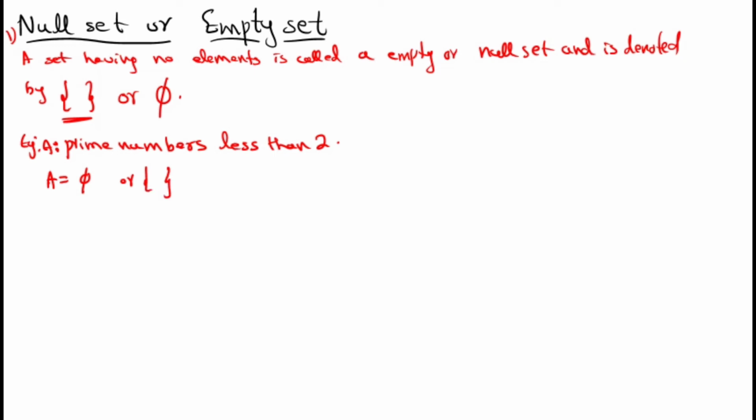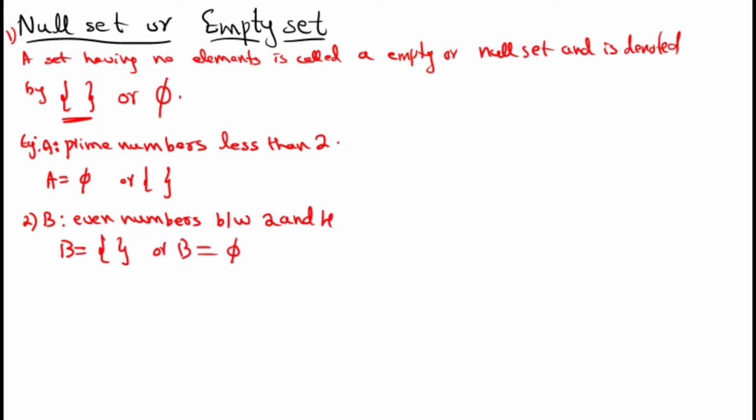Or see, set B such that even numbers between 2 and 4. Okay, then you can write B is equal to... is there any even number between 2 and 4? No, right? We can't find any even numbers between 2 and 4. So B is equal to empty set, or you can write it as B equal to this symbol.